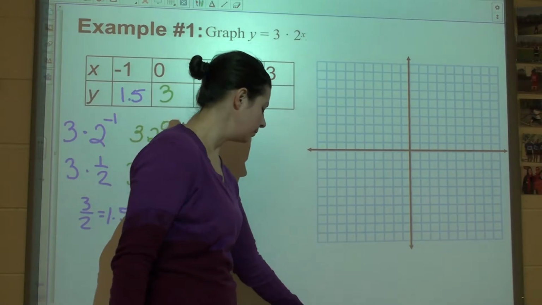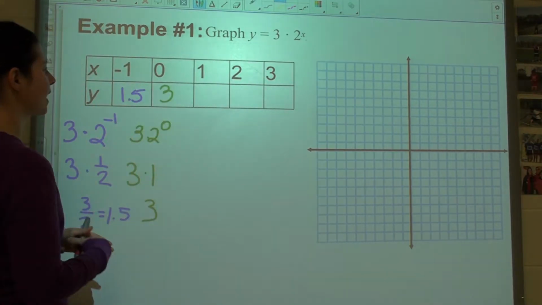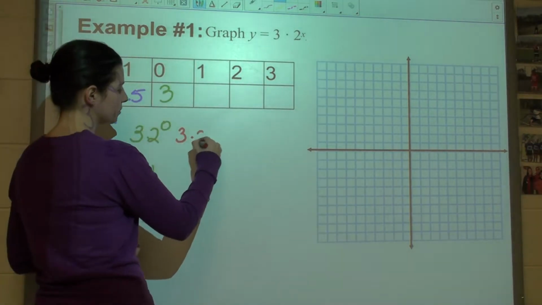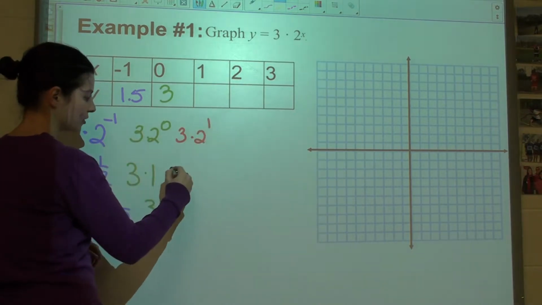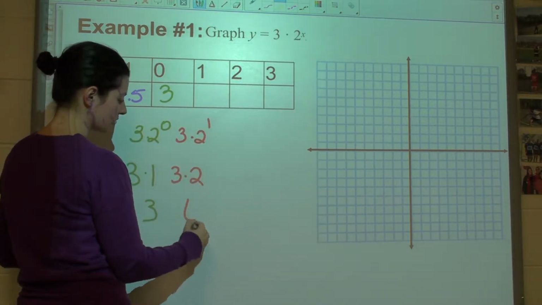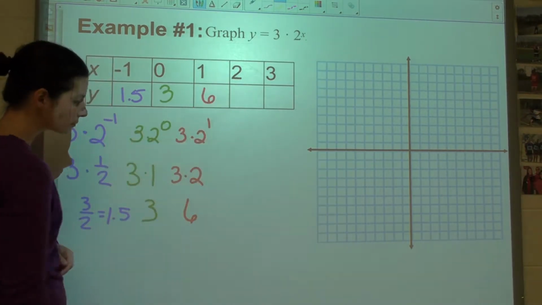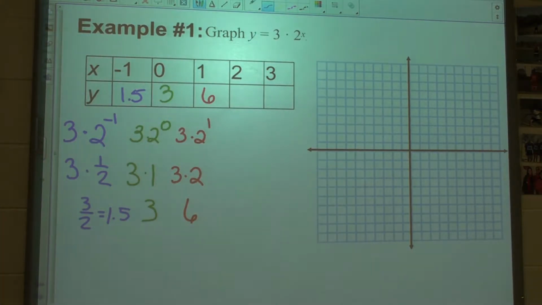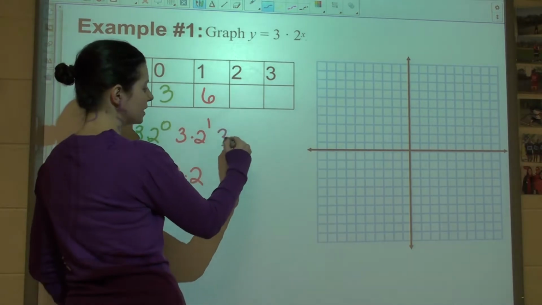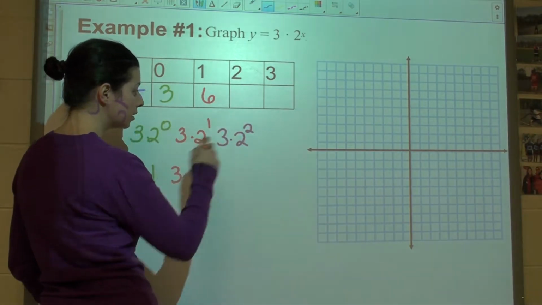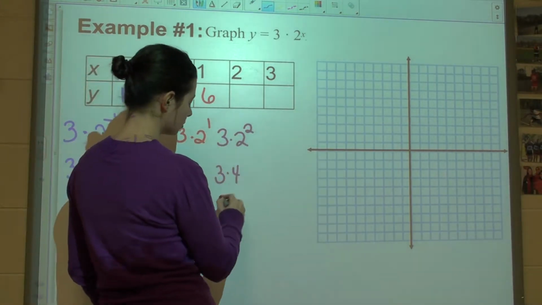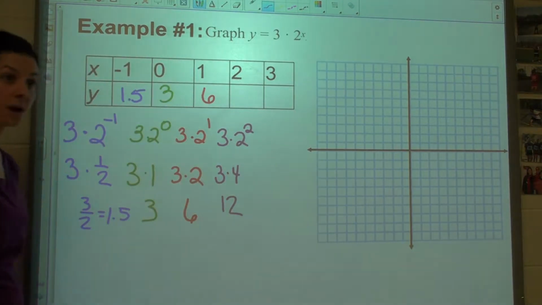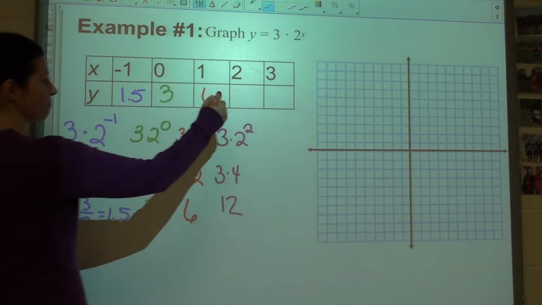Now for my next one, I'm going to go ahead and use 1. So I've got 3 times 2 to the first power. 2 to the first power is just 2, which gives me 6. Now we're going to get even bigger much faster. So for the next value, we've got 3 times 2 squared. 2 squared gives me 4. When I multiply them, I get 12. So we're already going to be off my graph a little bit.